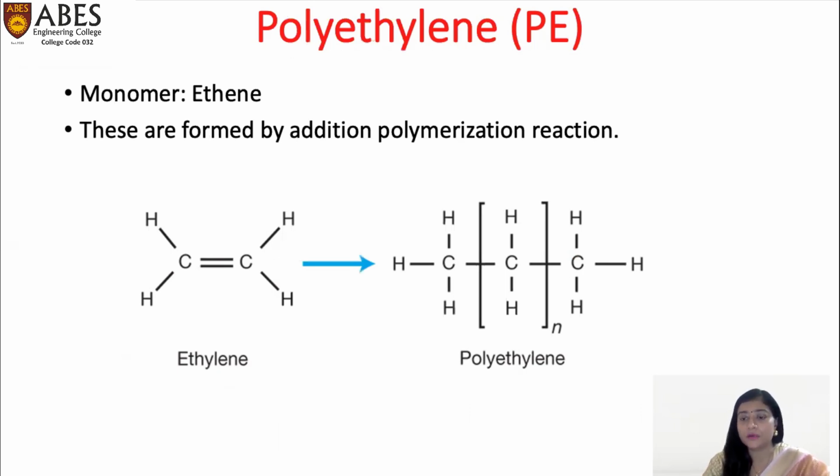It is the first polymer that was produced in the polymer industry. So the monomer is ethene. You can see this is an ethene molecule, and the reaction is an addition polymerization reaction. So simply, ethene molecules are taken in the presence of a free radical, and they polymerize together, just add to form polyethylene or polyethene.